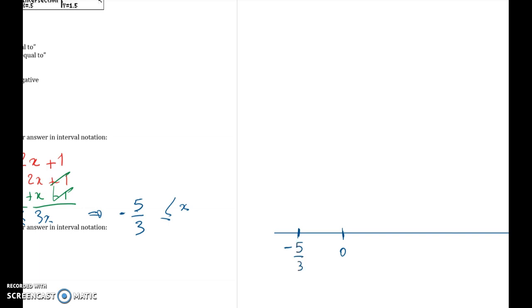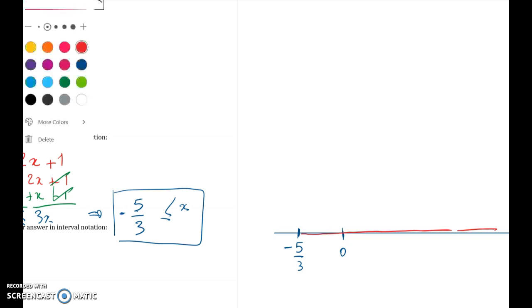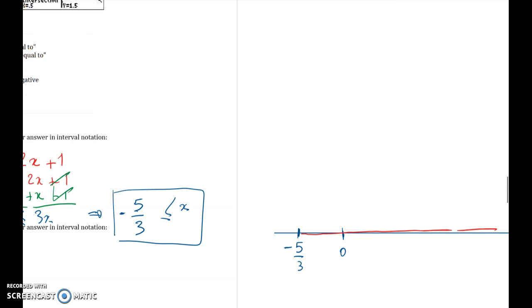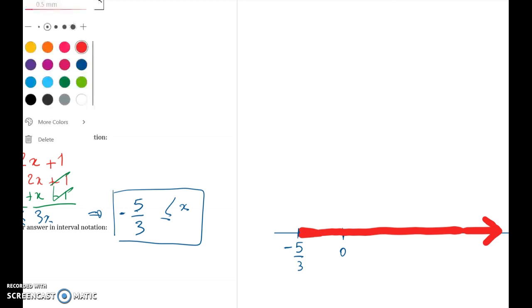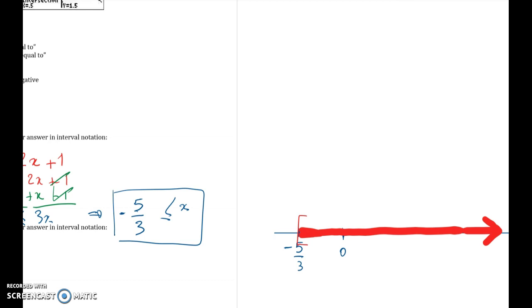When you're reading this right there, you're reading x greater than or equal. So because x is greater, I'm going to the left. Let me do that like this. Now it should be, here we go. Because x is greater, I'm going to the left. And so now the interval notation is going to be, because of the equal, a bracket. And so the interval notation is going to be negative 5 over 3 bracket, plus infinity.